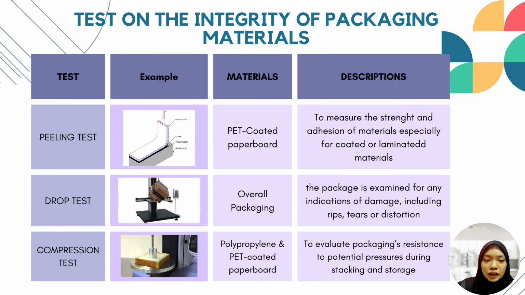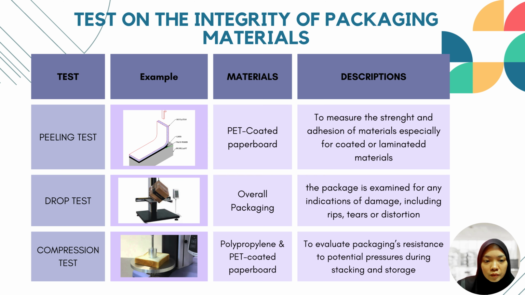Next, there are 3 tests that can be done on the integrity of packaging material, which are peeling test, strap test, and compression test. So these are examples of the tests as shown in the figure. For the peeling test, the material suitable for this type of test is PET coated paperboard. It is to measure the strength and adhesion of material, especially for coated and laminated material.